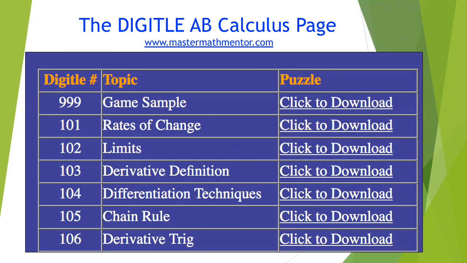Let's see how digital is played. We first go to the digital AB Calculus page, which is the only digital page up and running yet on the MasterMathMentor.com website. We will see all the 32 AB topics, each with a 3-digit code. Let's pick the game sample number 999. We will click to download it.